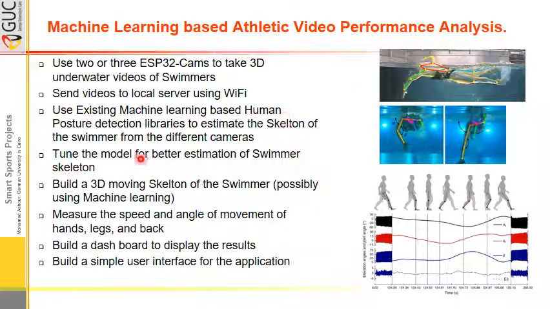On that server, we will need to run Python machine learning code that detects these points that you see in this video. These points represent the joints of this athlete. By connecting these points, we can get an approximate idea about the orientation of each body part.